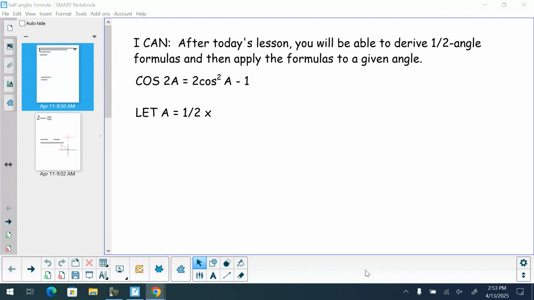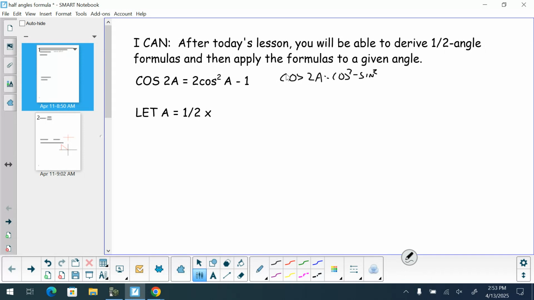So if we take a look at our cosine of 2a, yesterday we described it. Cosine of 2a was cosine squared minus sine squared of a. But then we gave two alternate forms to this: 1 minus 2 sine squared of a and 2 cosine squared of a minus 1. And what we're going to work on is those two alternate formulas for the cosine of 2a to work with the half angles.